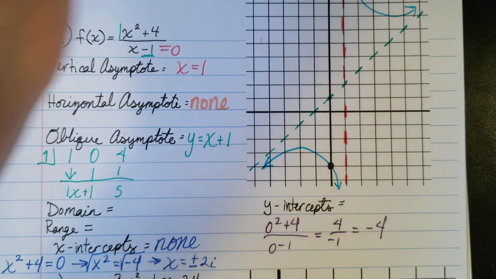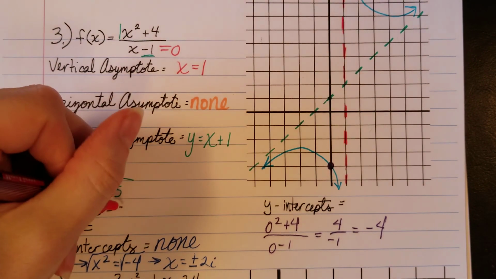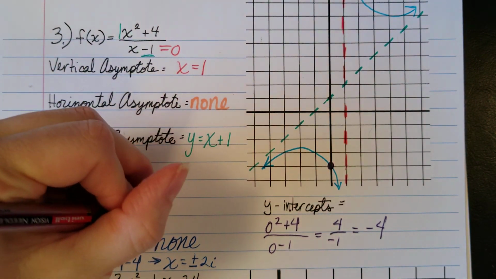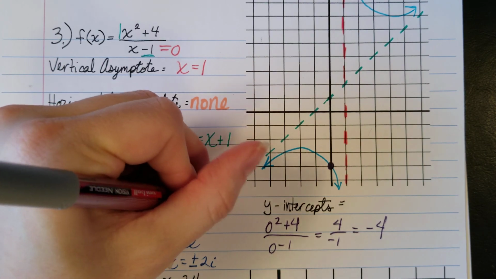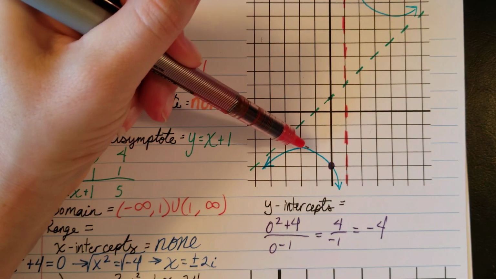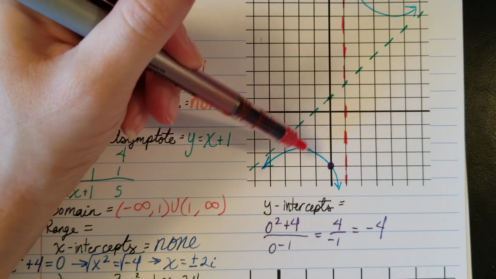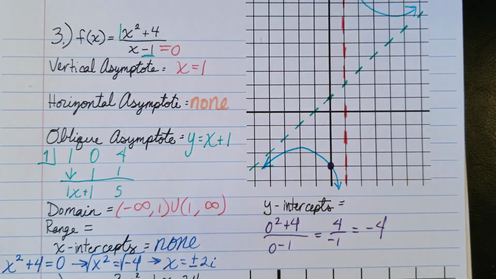Okay. So as always, the domain is everything besides the vertical asymptote. So -infinity to 1, union 1 to infinity. And then the range, in this case, we can't really determine what the range is because, like I said, we don't really know what the maximum point of this sort of parabola looking guy is here or here. I mean, we don't really know.